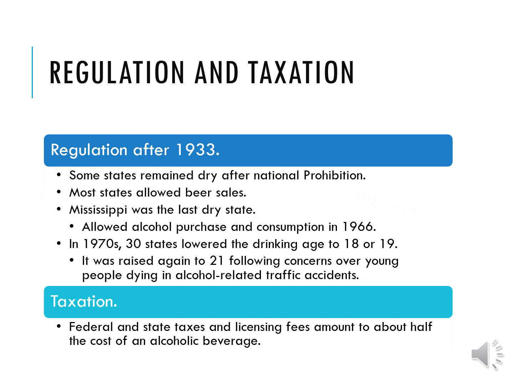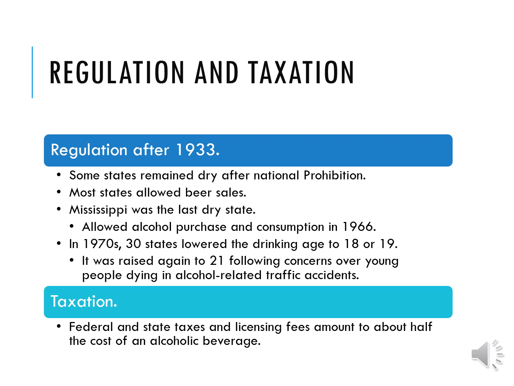So, regulation after 1933: a few states remained dry after the national prohibition. Most allowed at least beer sales. Over the years, the general trend was for a relaxation of laws, and states that did not allow sales of liquor became fewer until 1966, when the last dry state, Mississippi, became wet.